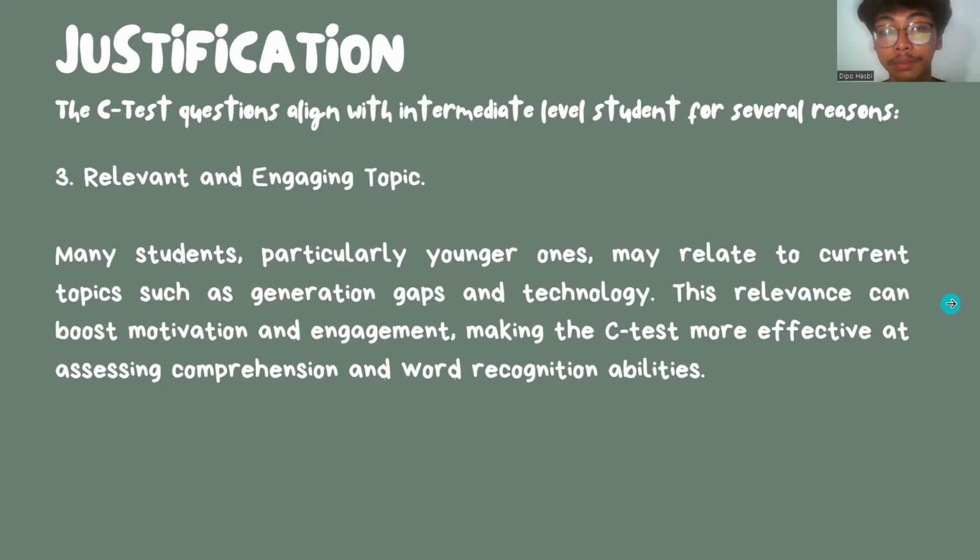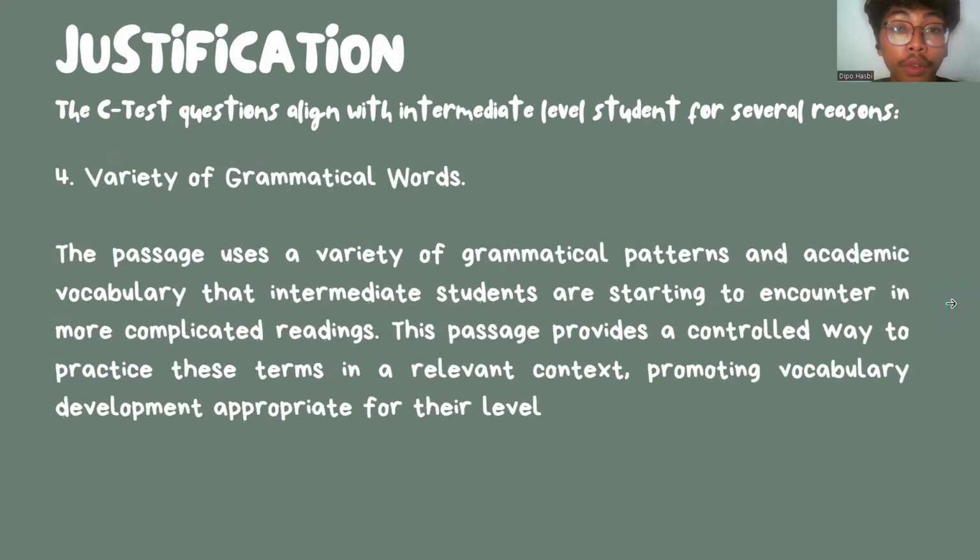Now, for the fourth reason, variety of grammatical patterns. The passage uses a variety of grammatical patterns and academic vocabulary that intermediate students are starting to encounter in more complicated readings. The passage provides a controlled way to practice these terms in a relevant context, promoting vocabulary development appropriate for their level.